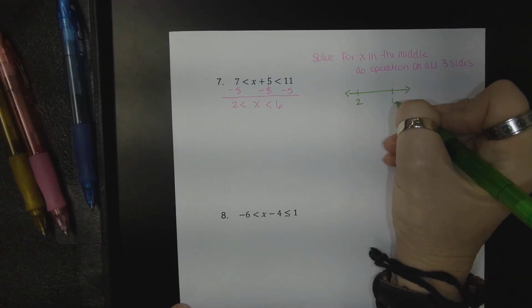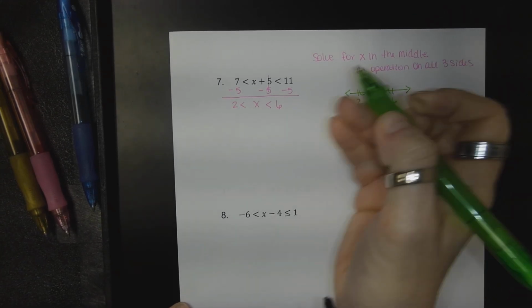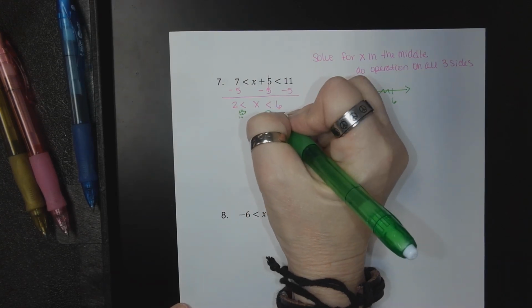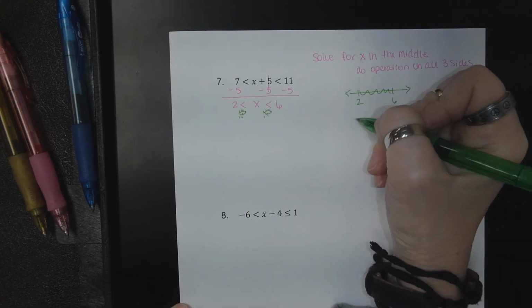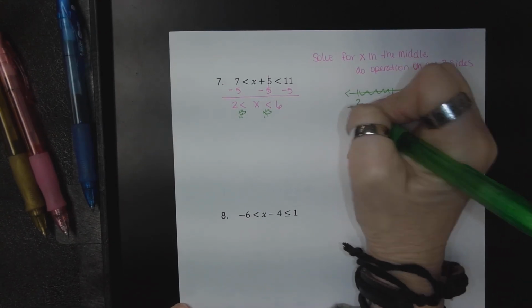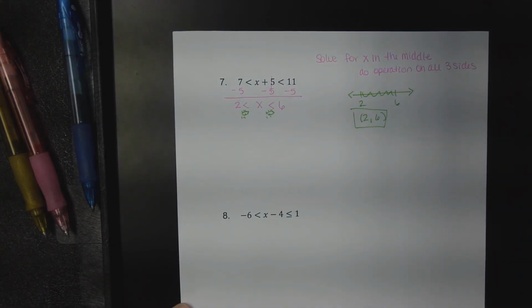We have a 2 and a 6. We know that x is in the middle, and we look at our signs. Remember, we have to look at both signs because these aren't copied and pasted. They're both parentheses in this case. So that would be our answer. Okay?